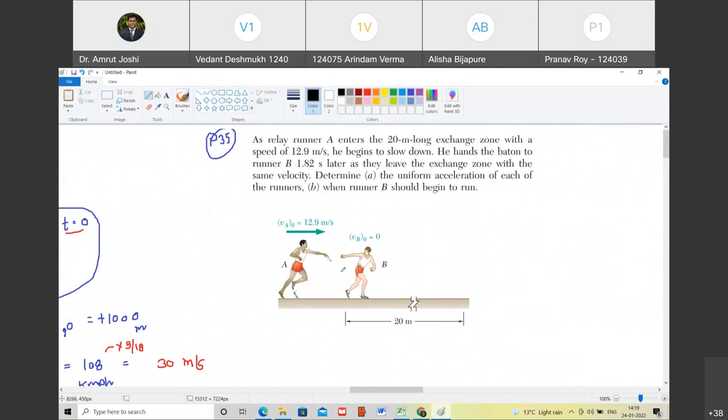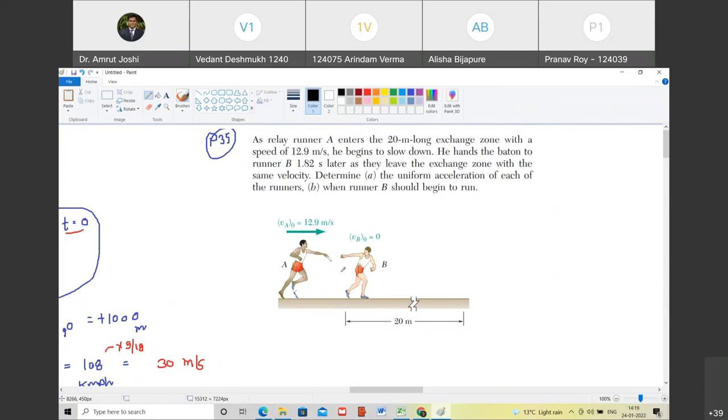Okay. So can you read this problem for me? As relay runner A enters the 20 meter long exchange zone with a speed of 12.9 meters per second, he begins to slow down. He hands the baton to runner B. 1.8 seconds later, they leave the exchange zone with the same velocity. Determine A, the uniform acceleration of each of the runners, B, when runner B should begin to run.